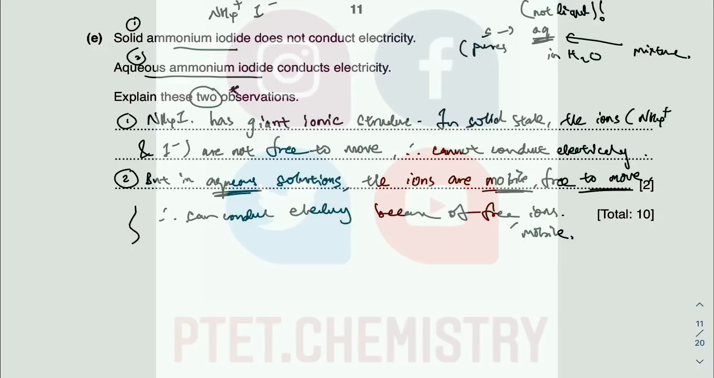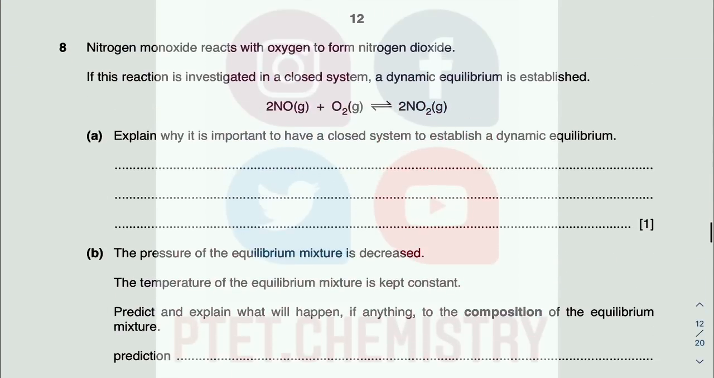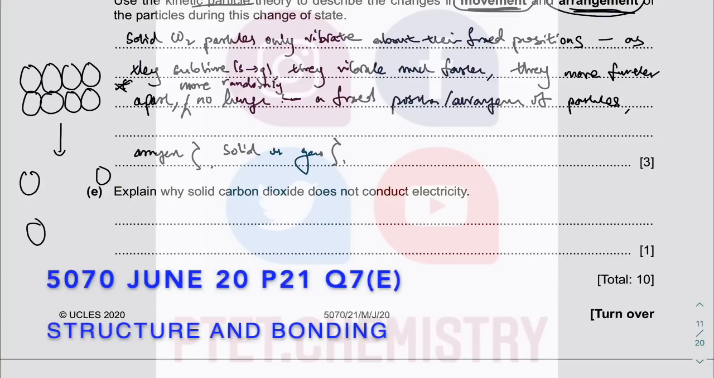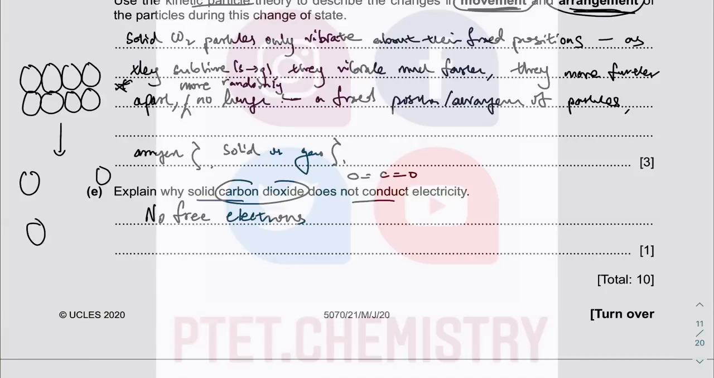Okay. Up next, question 8. Explain why solid carbon dioxide does not conduct electricity. This is a molecule. As a solid, even as a molecule in the gaseous state, it does not conduct electricity because there are no free electrons at all, no delocalized electrons in CO2. Therefore, cannot conduct electricity.